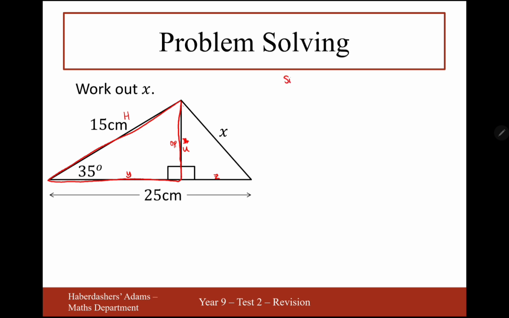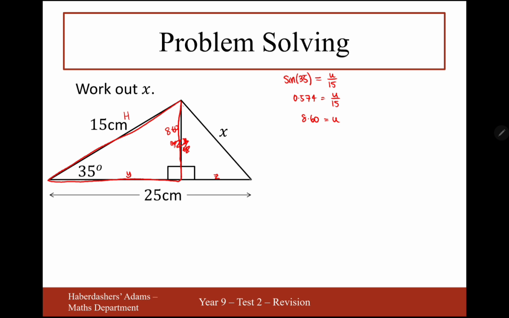So sine 35 is opposite over hypotenuse. So that's u over 15. Sine 35 is 0.574 equals u over 15. Then we times the 15 to the other side, and we get 8.60 equals u. So u in the middle here is 8.60.